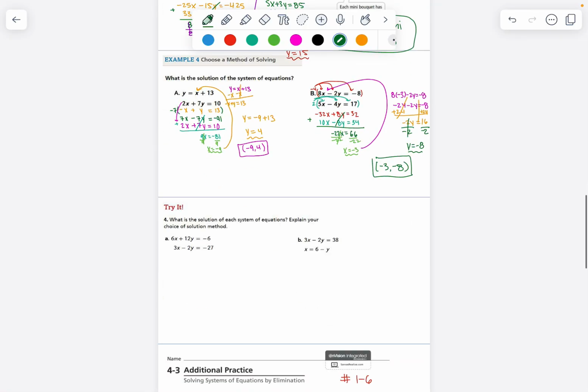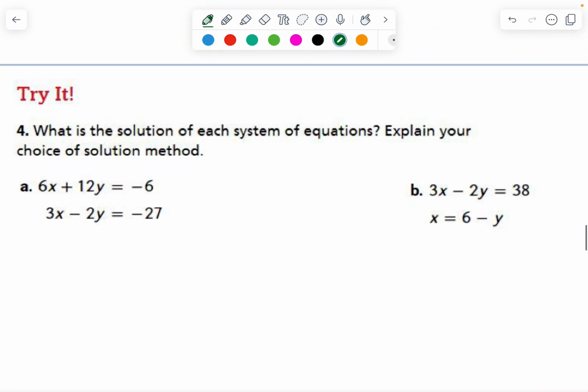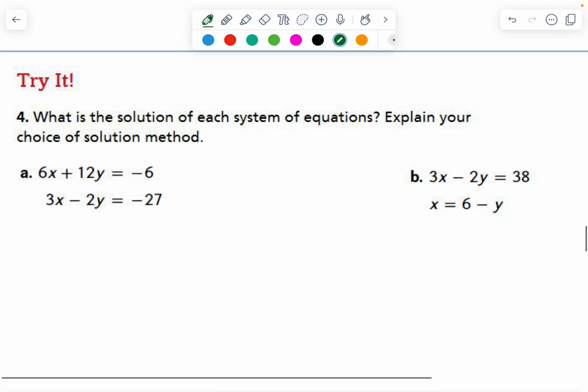All right, you guys are going to go ahead and do these. When you finish, you can start your homework. Homework is on the board, and we will go over these at the beginning of class tomorrow.